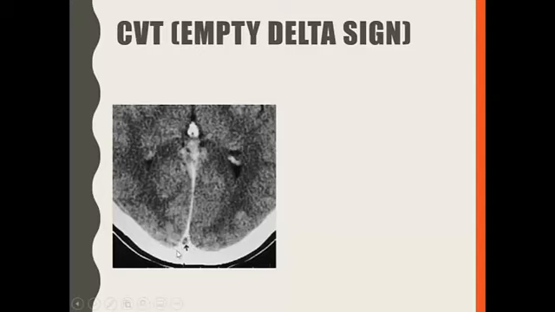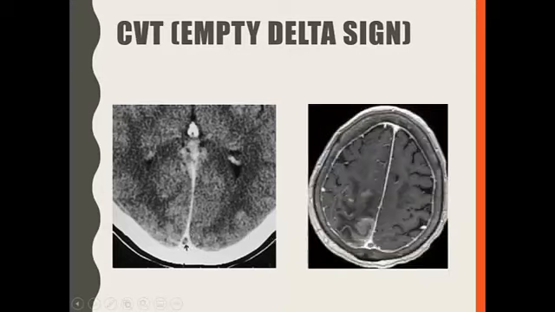Here is the empty delta sign. This is the thrombus inside the superior sagittal sinus with a surrounding enhanced dura. Another empty delta sign on MRI, again enhanced dura, while the thrombus is non-enhancing. And here there is also parenchymal hemorrhage and parenchymal edema.